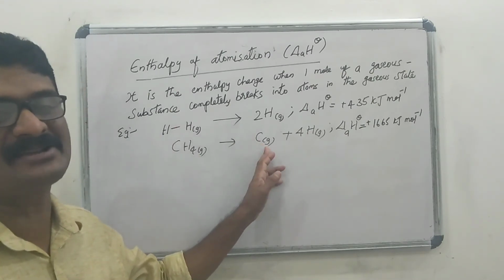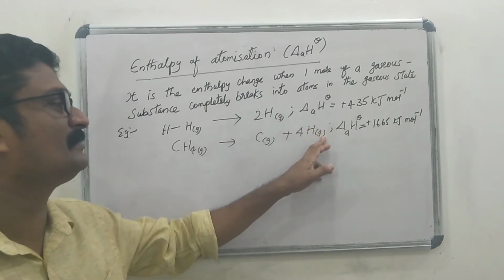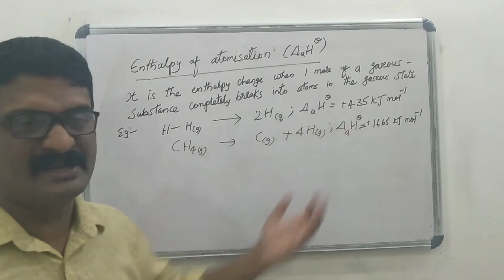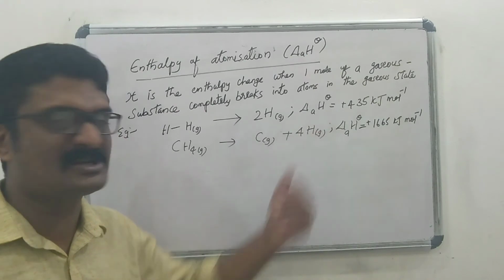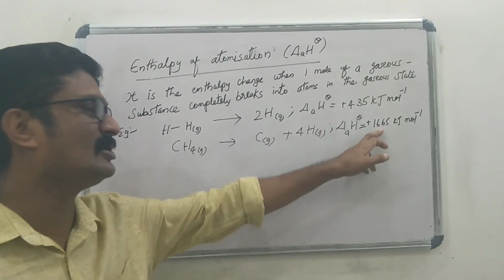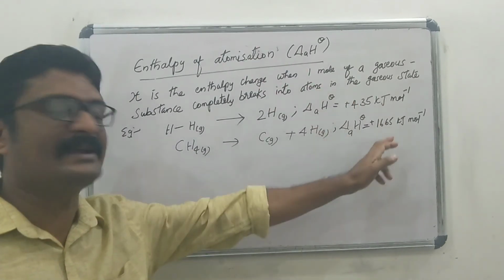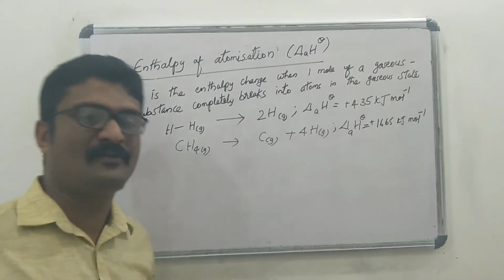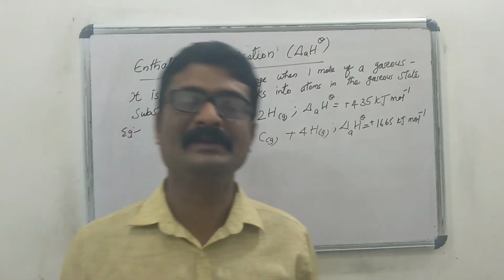Okay, then the next example is, yes, when 1 mole of methane completely breaks to form carbon atom in the gaseous state and four hydrogen atoms in the gaseous state, yes, 1665 kilojoule of heat is absorbed. Yes, this value indicates the enthalpy of atomization of methane.